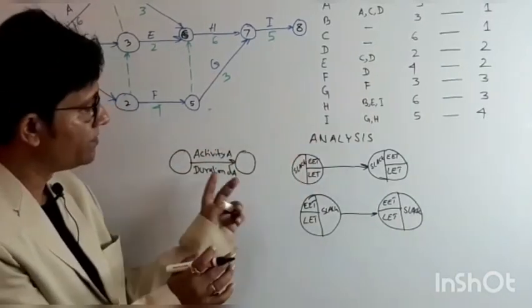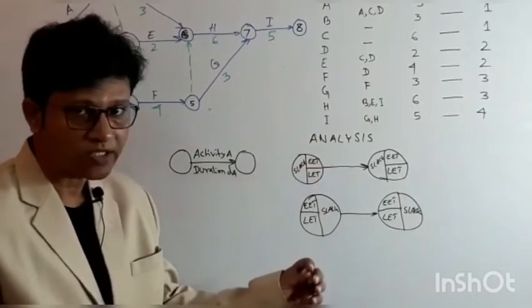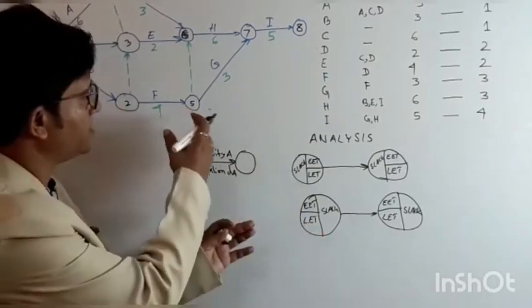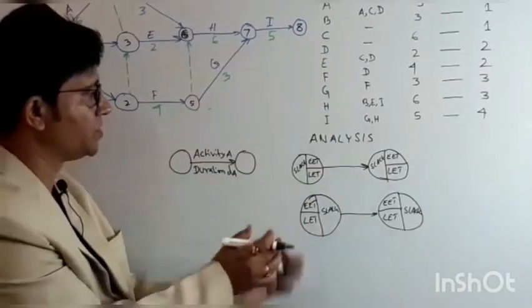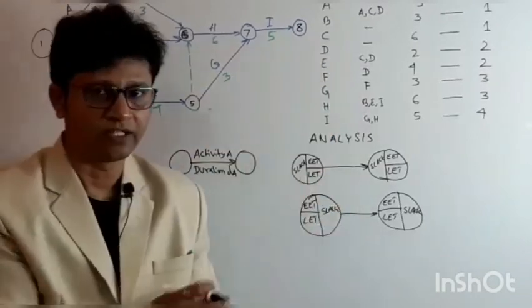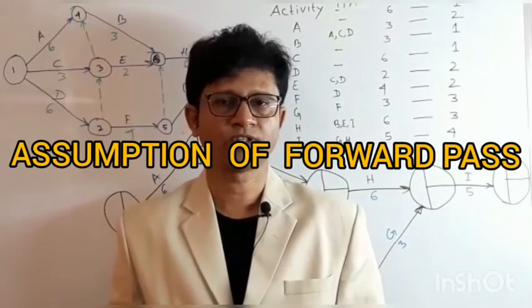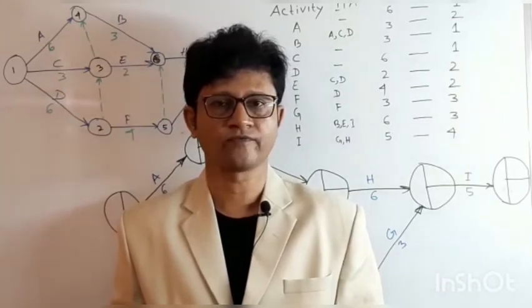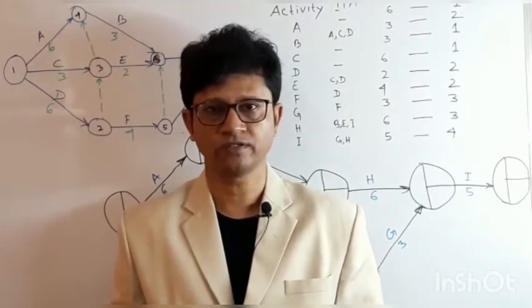So we will now go through the assumptions of the forward pass and the backward pass, and then we will analyze the activity durations to find the slack and the critical path. Now the assumptions of the forward pass: it should move from left to right, it should start from 0, and the forward pass is the maximum of the preceding activity plus duration.